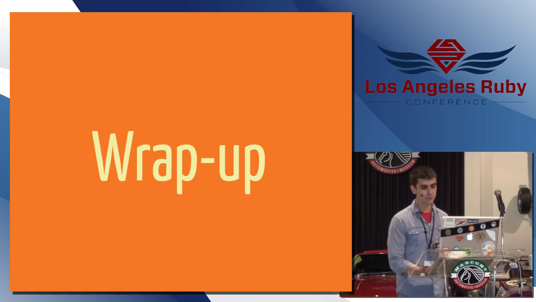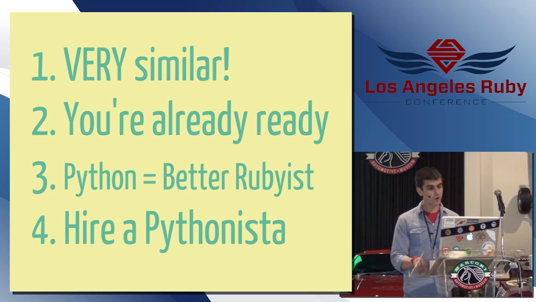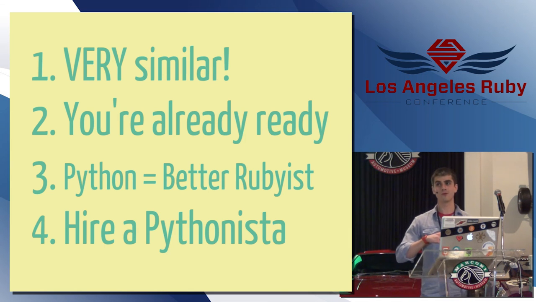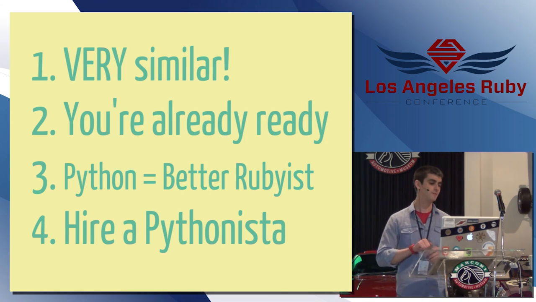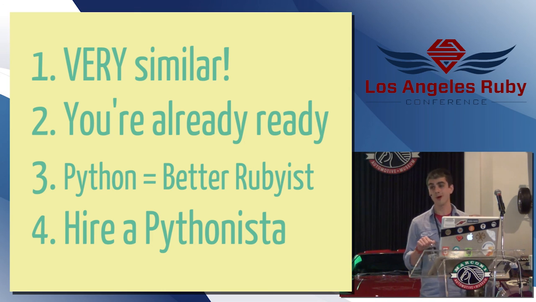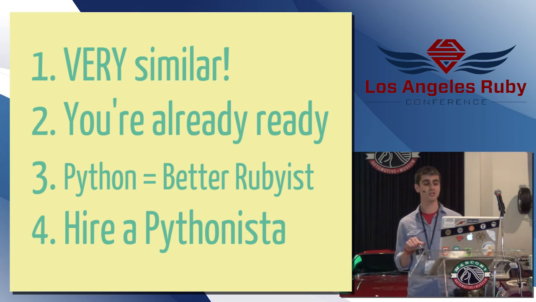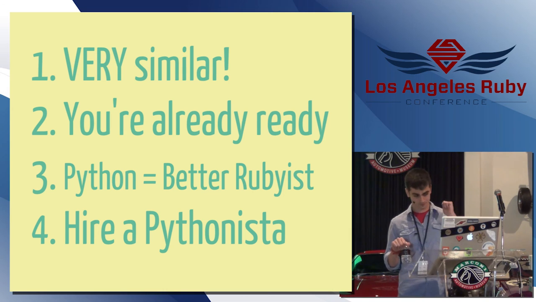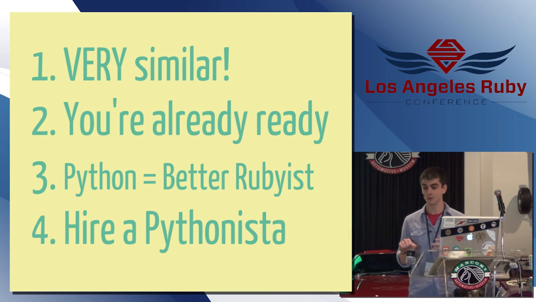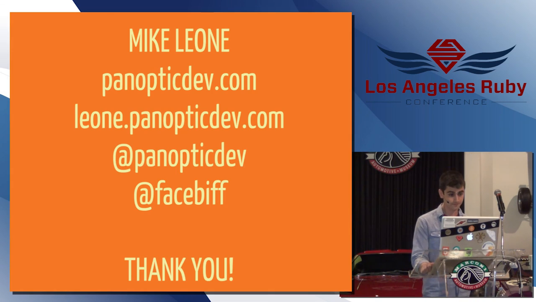All right, so let's wrap things up quickly. One, I think the languages are very, very similar, more so than they're different, and I hope I've convinced you of that. Two, I hope I've convinced you that you're already ready to jump into Python, so I urge you to give it a try. Three, I think that learning Python will make you a better Ruby programmer. And four, you should consider hiring a Python programmer, even for a Ruby programming position.